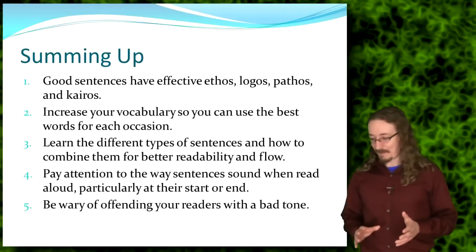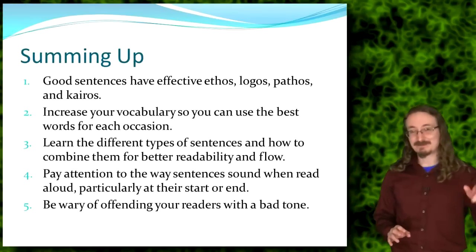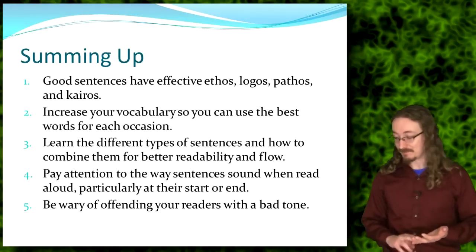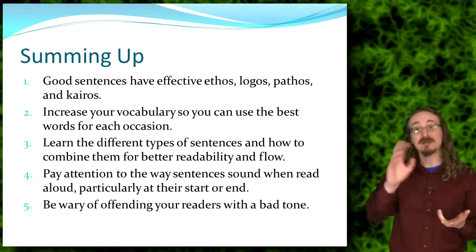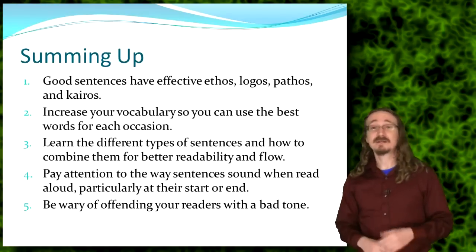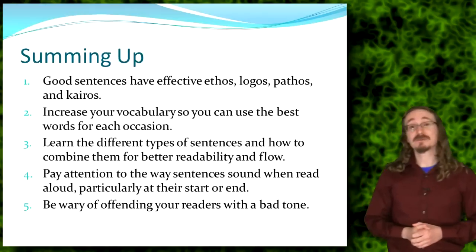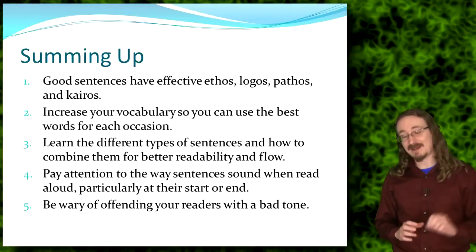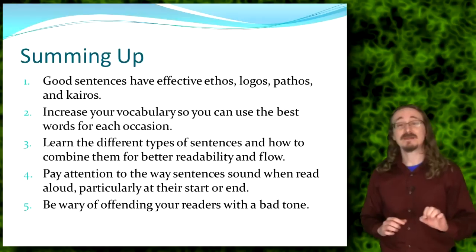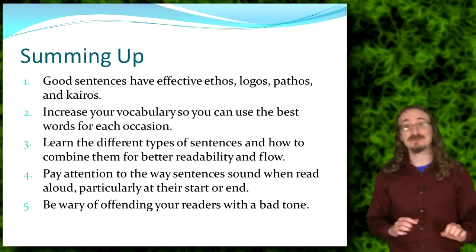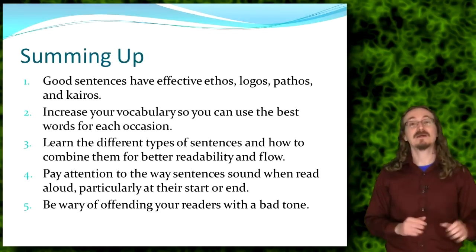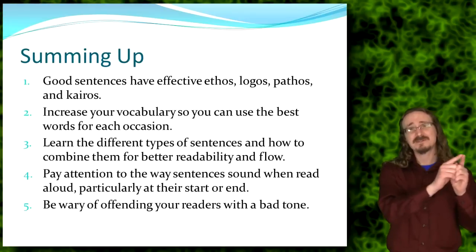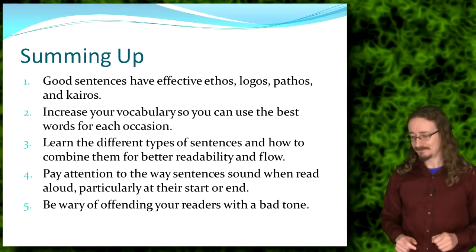Okay, so summing up. I'm going to sum up this lecture and the previous one. So remember, a good sentence has good ethos, logos, pathos, and kairos. Ethos, credibility; logos, logic; pathos, emotion; and kairos, timing. So you increase your vocabulary. Easier said than done, but if you want to do this, just get in the habit. Like I said, if you're reading an essay and you see a sentence, maybe you understand it, maybe you don't, but go ahead and write it out word for word. Look up the definitions of the words, learn how to say them correctly, and then really focus on how it's being used in the sentence.